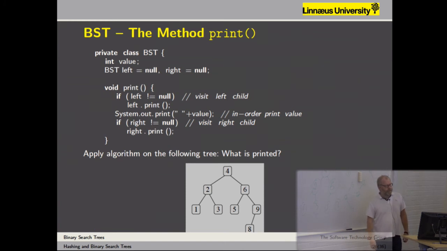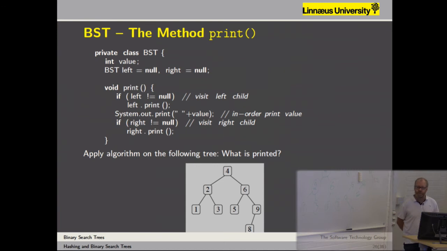Here I give you a tree algorithm. This describes a printing routine. I'm applying this one on the root node. If left is not equal to null, then call print on the left child. Then print the current value in this node and then print the right child. So visit left child, print the value and visit the right child. If I apply this algorithm on the tree, for example, what will be printed? Which is the first element to be printed?